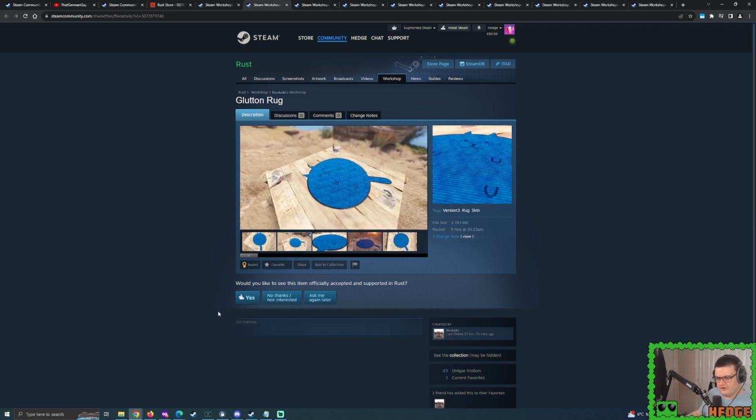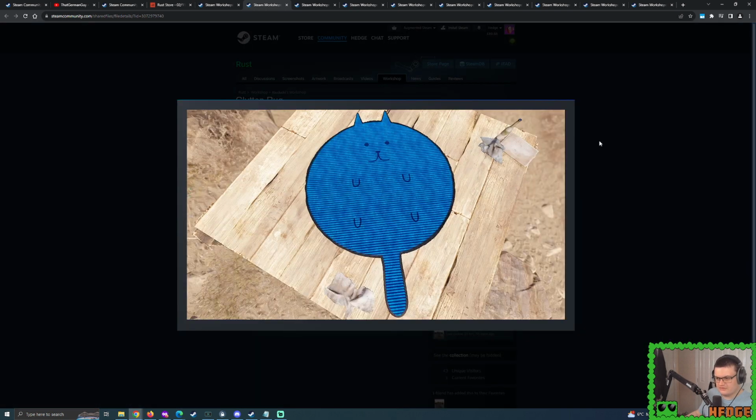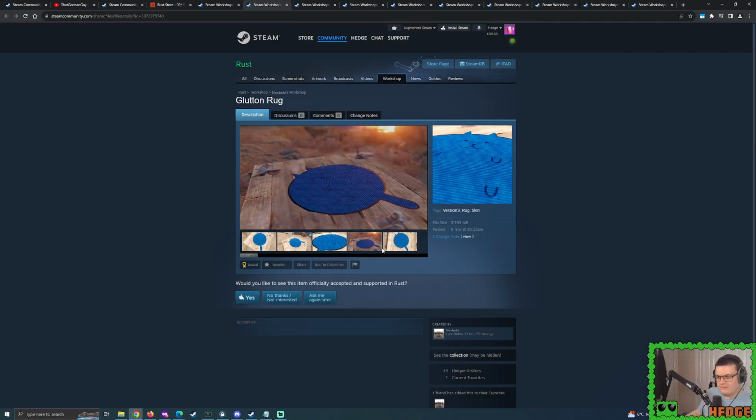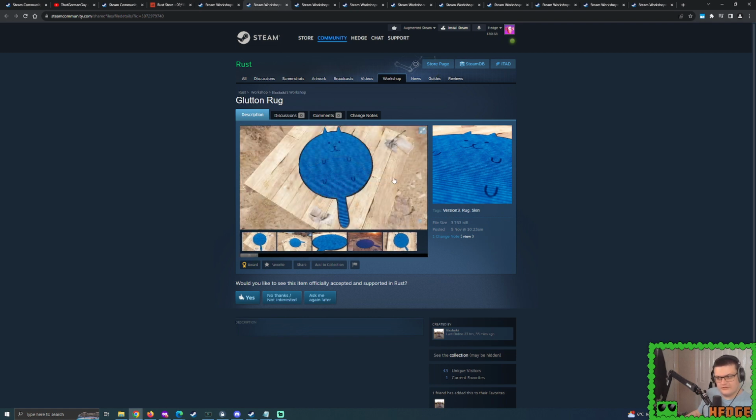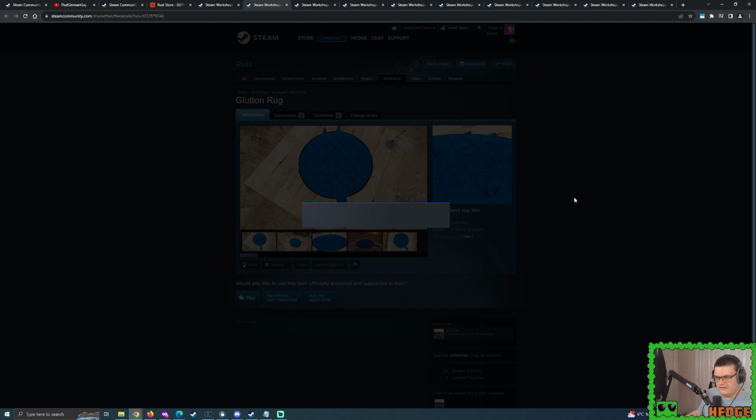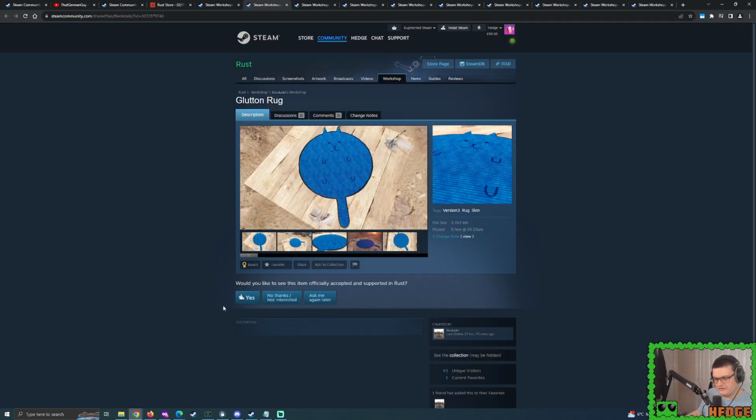Then we have the Glutton Rug made by Hashaki. Do you just want a big fat cat in your base, just laying flat on the floor? How did the cat get ever so fat? I don't know. But you can walk all over him, and that might be nice and comfy. Now, it doesn't look like this glows in the dark or anything, so it's just a plain old, very goofy, flat, fat cat. And if you like that, please consider voting yes or no. Best of luck to you, Hashaki.